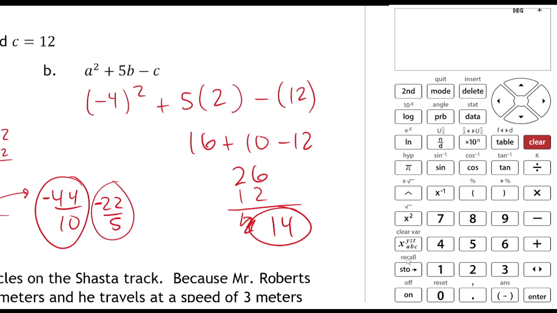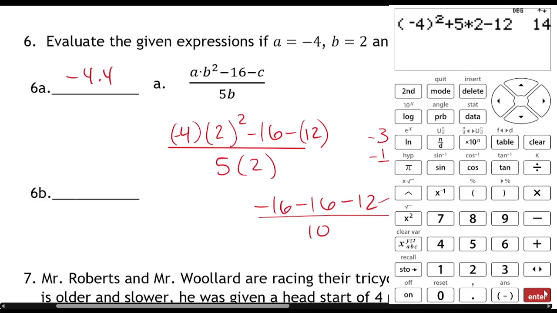Again, I'm looking for a confirmation. So I'm going to go negative 4, and I'm going to square that. That's that 16. And then plus 5 times 2. There's that plus 10. And then minus the number 12. And you can see, in all of its glory, there's our friend 14.